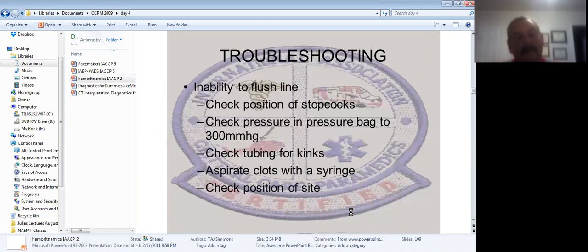So when you're troubleshooting your art line, if you can't flush it, check the stopcock position, check the pressure of the bag, make sure it's at 300 millimeters of mercury. Again, check for tubing kinks. And then you can aspirate clots with a syringe near the site and check the position of the site, check to see if maybe they've moved, if it's not properly immobilized, if the joint position, if it's in the artery, if the hand maybe is flexed or extended, or if you have them splinted, if maybe the splint has come off and you need to resecure it.